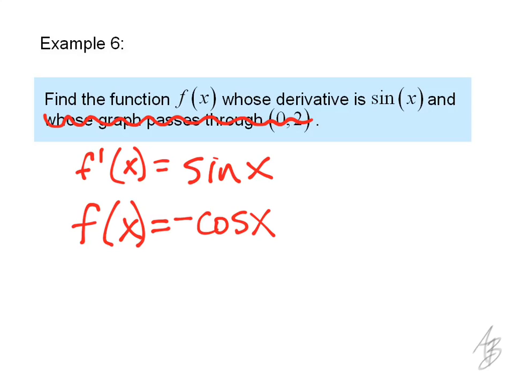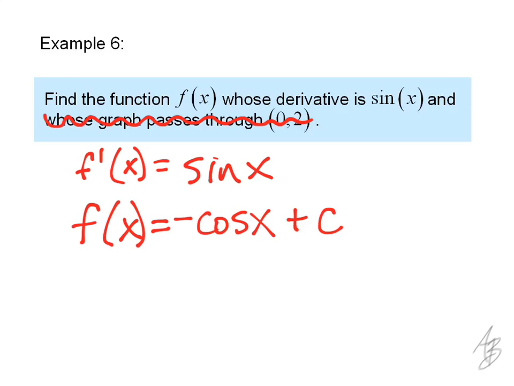Yeah, it could differ by any constant, right? So it could be shifted up or down in the coordinate plane however much we want. So we're going to add some constant on here. So we know that the function is going to be negative cosine of x plus some constant. And if I were to take the derivative of this just to check my answer here, the derivative of cosine would be negative sine, so the derivative of negative cosine would be positive sine. The derivative of our constant would be 0, so that would drop out. So this equation right here satisfies what we need for our function.